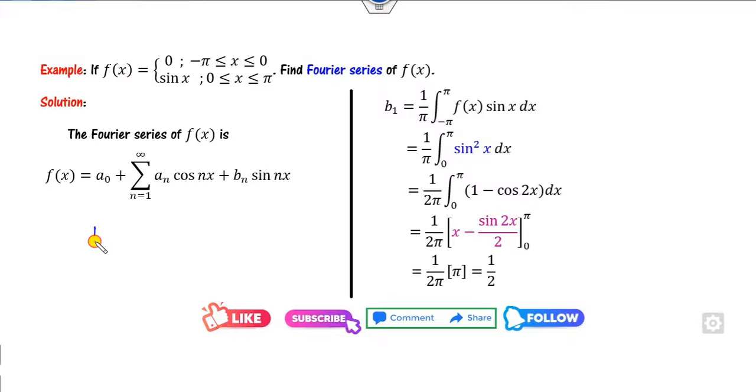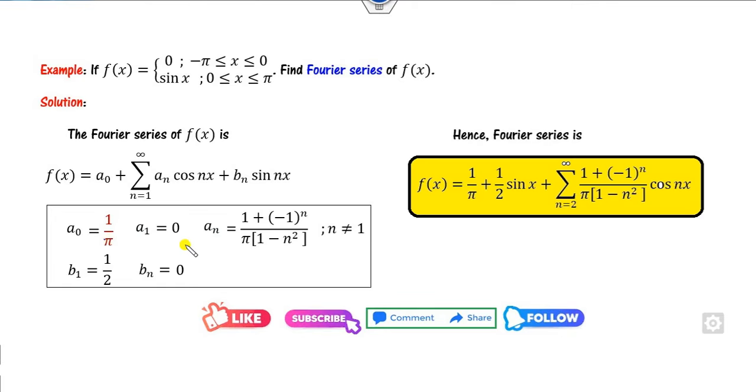Fine. So what we have computed: bn is 0, b1 will be half, a0 we have computed, an we have computed. So I can substitute all those values in this given expression. You can see a0 is 1 over pi, I can take n equal to 1, so a1 is 0, so cos 0, b1 is half, so b1 sine x, and the rest of the expression taken from n equal to 2. An is this, bn is 0, so this is the right answer of this problem.